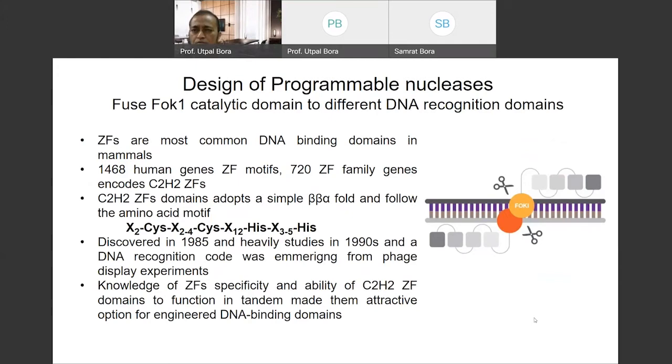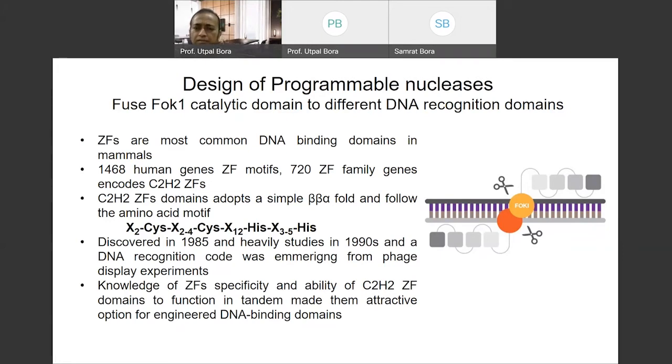So now it was possible to design programmable nucleases, where the FokI catalytic domain can be fused to different DNA recognition domains, which are basically your zinc fingers. Zinc fingers are the most common DNA binding domains in mammals, as I told you earlier. Almost 3% of the human genome, more than 1500 human genes, has zinc finger motifs, and 720 zinc finger family genes encode basically the same Cys2-His2 zinc fingers.